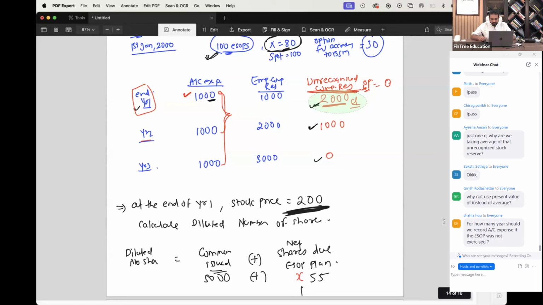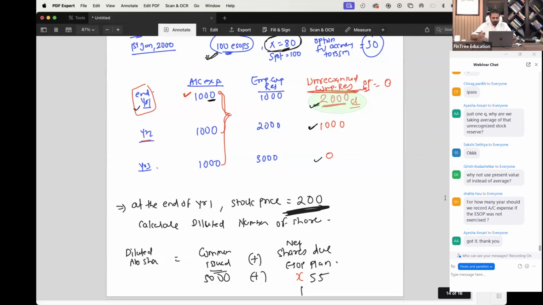Why not use present value instead of average? Why should you use a present value? Makes no sense to me. If I'm buying back today, I'm buying back today. It's simple. How many years should we record the accounting expense? It doesn't matter if ESOPs are exercised or not. My accounting expense is over the vesting period. We discussed that at the beginning of the session today.